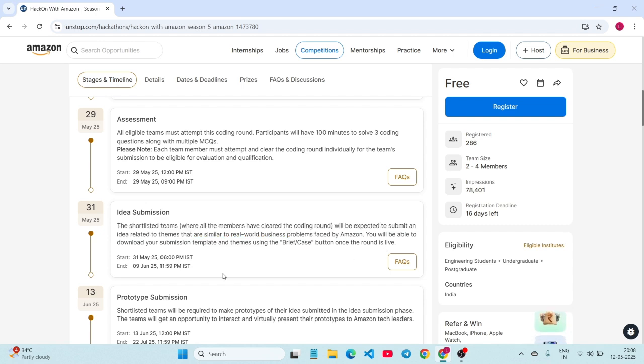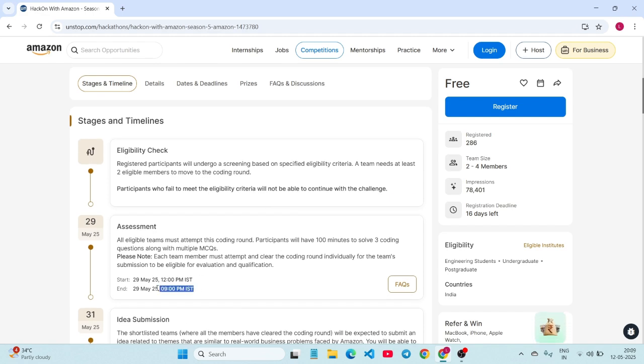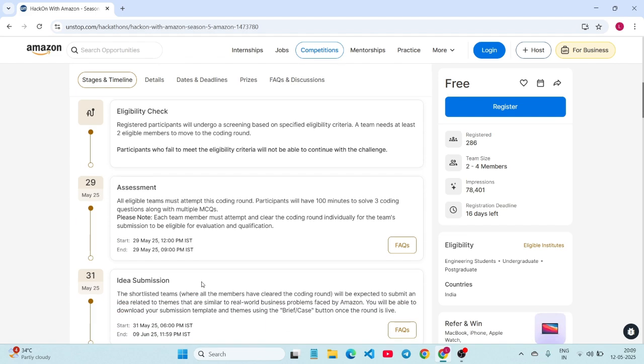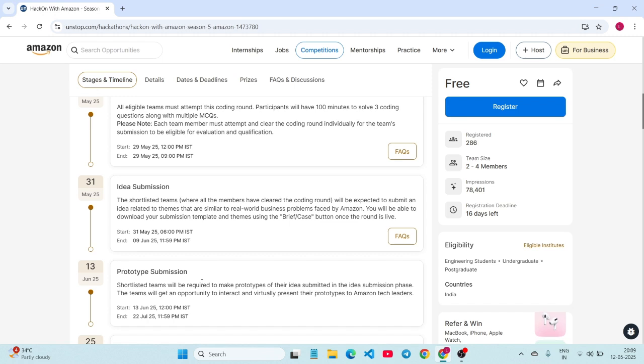So they have to submit an idea which is related to the themes. Some themes will be provided which are related to the real world business problems which are faced by Amazon. So you need to submit the idea based on the themes, and you will be able to download the submission template. This coding challenge will be happening on the 29th May from 12 p.m. to 9 p.m. And results will be shared very soon.